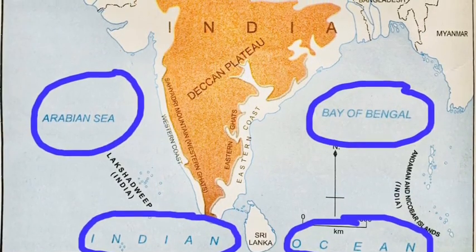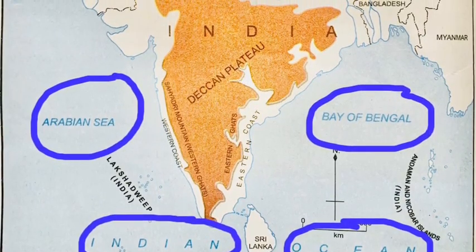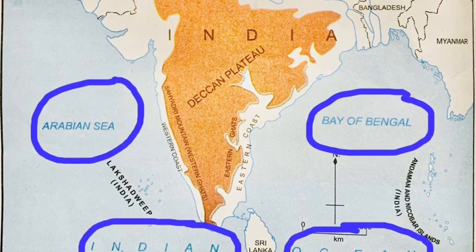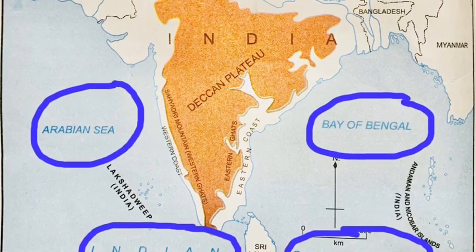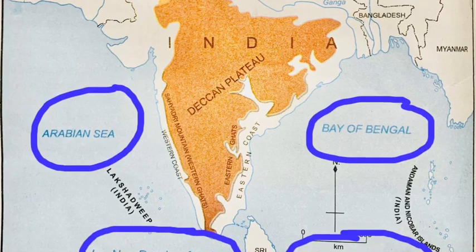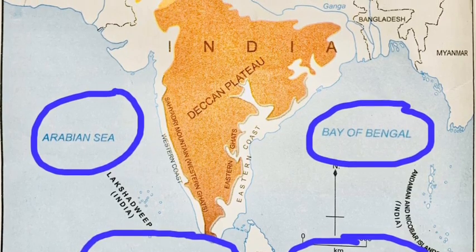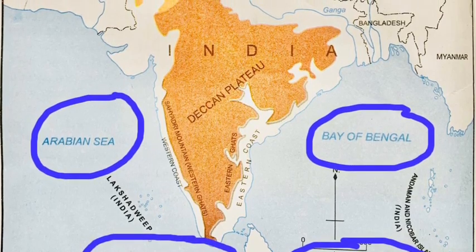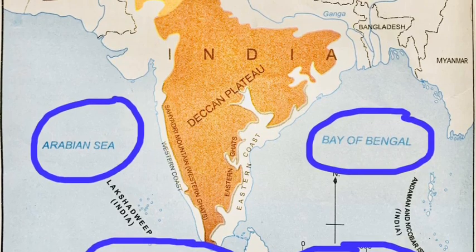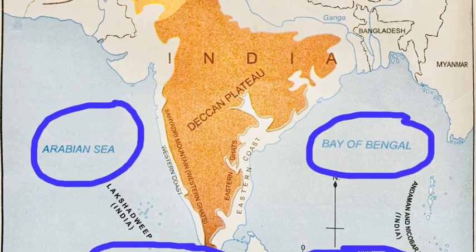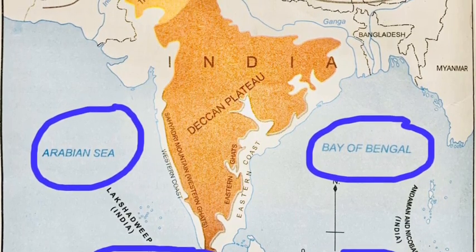This region has the Arabian Sea to the west, the Indian Ocean to the south, and the Bay of Bengal to the east. The region that is covered by the sea on three sides is called a peninsula. A major part of the Indian peninsula is occupied by the Deccan Plateau.